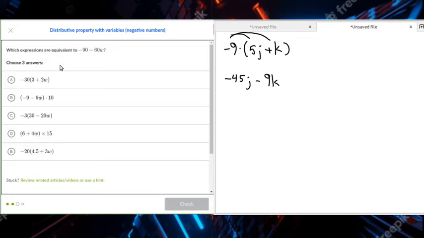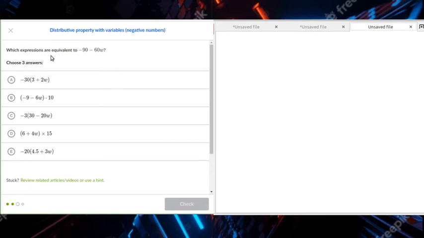Okay. Looks like I'm going to need a new image for this one on a new piece of paper. Which expressions are equivalent to negative 90 minus 60w? Let's look at the first one, A. Negative 30 times 3 plus 2w, so negative 30 times 3 is negative 90. Negative 30 times 2w is minus 60w. So we've got negative 90 minus 60w, so that's right.